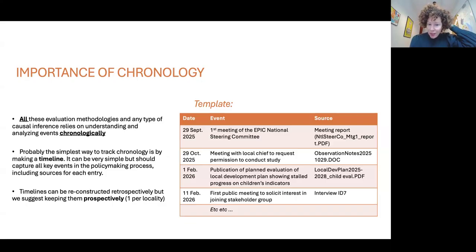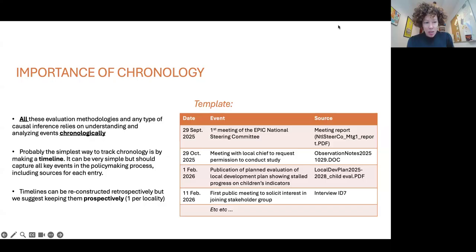So, and Kwame, he's just rolling his eyes because I'm always talking about how useful timelines and chronologies are. But yeah, I think the simplest way to track chronology is making a timeline. It can be really simple, but it captures key events in the policy making process, and it can avoid us making mistakes in terms of causal inference by saying something potentially caused something else when it didn't even occur before it.